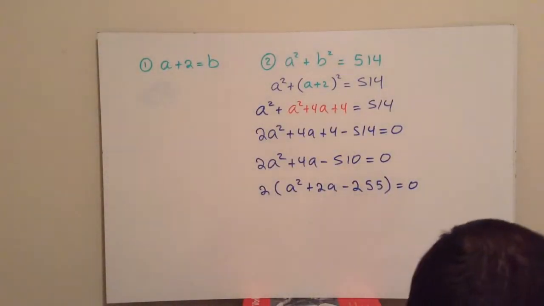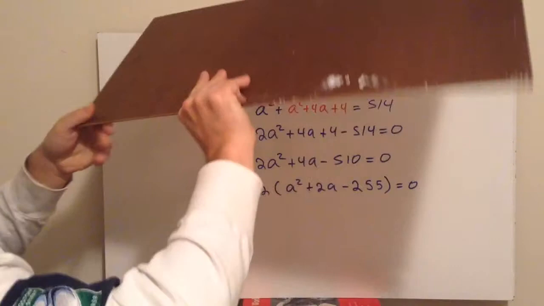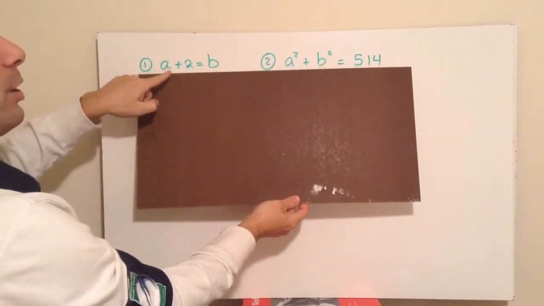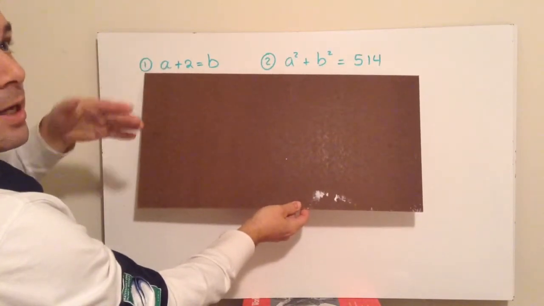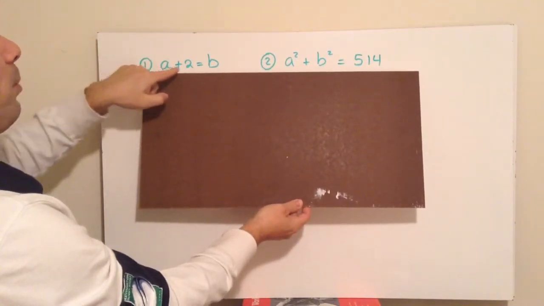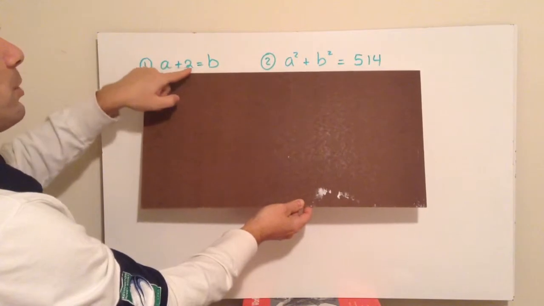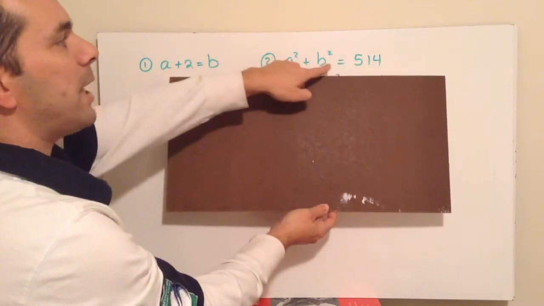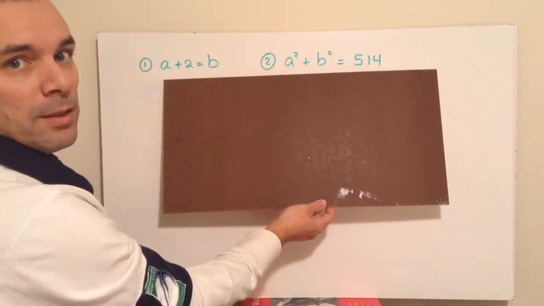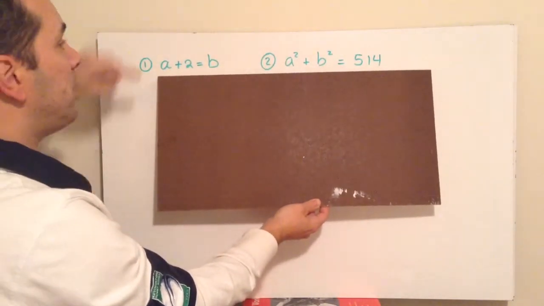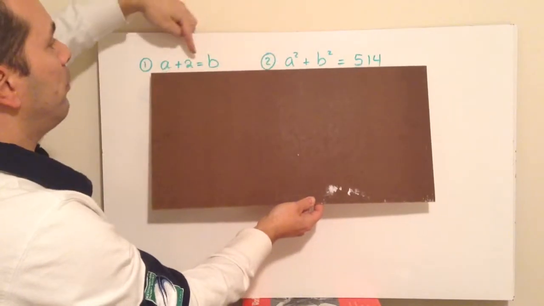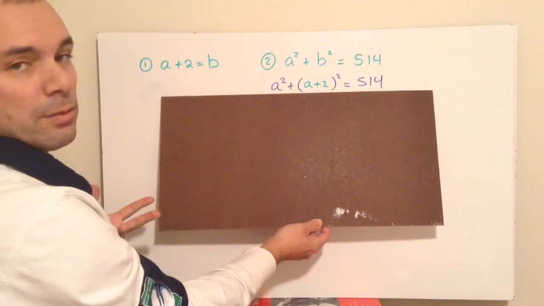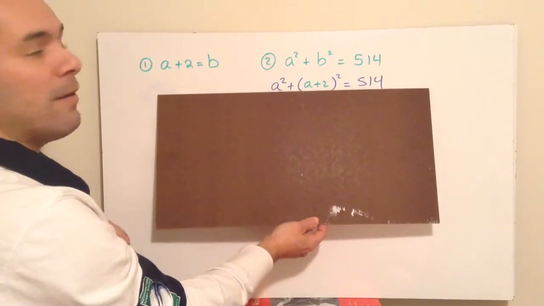I just go little by little. So what do I know? I know that my numbers are consecutive, like 9 and 7, 7 and 9, so they're 2 apart. So A plus 2, the small number plus 2, will give me B, and that makes sense. Now I also know that the squares of the two numbers added together give me 514. So we're going to substitute that B for A plus 2. And now we have A squared plus (A plus 2) squared equals 514.